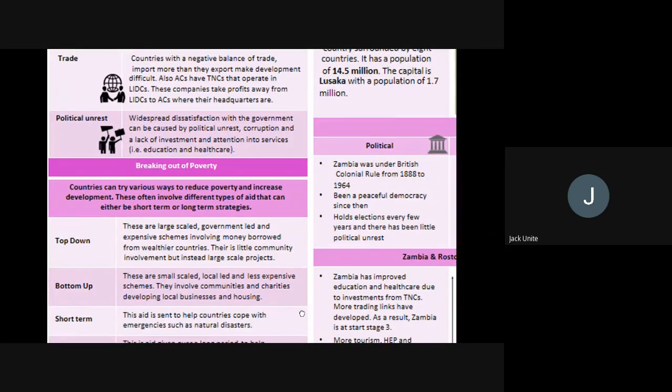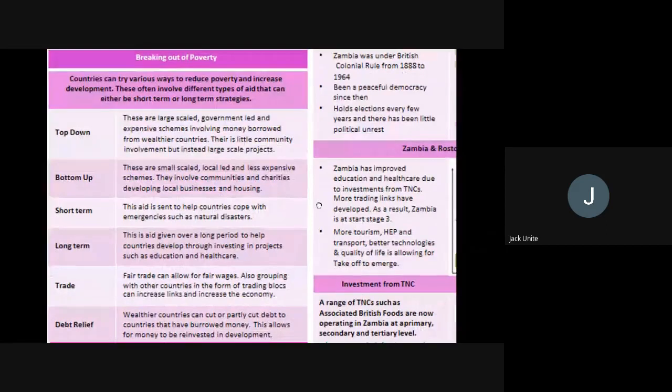So what can we do then to break out of poverty? Well, to support those countries that do have those barriers, there are a range of different ways that we can do that. I'm very briefly going to mention top down and bottom up, but we are going to recap that in a bit more detail later on. So I'll go literally just very quickly. Top down is where we have large scale government led schemes, and we see them as expensive.